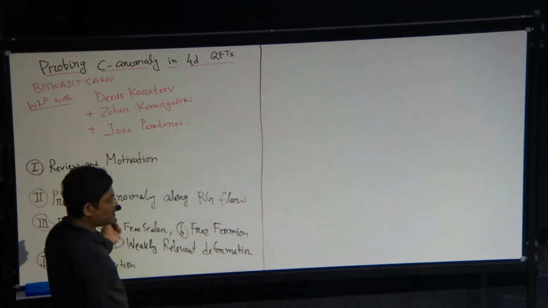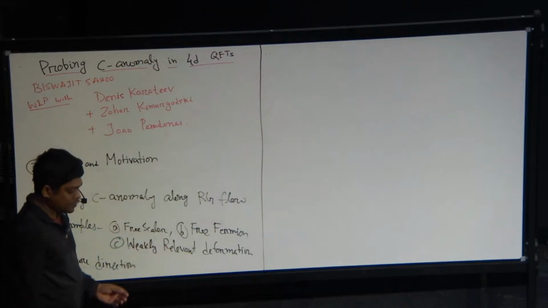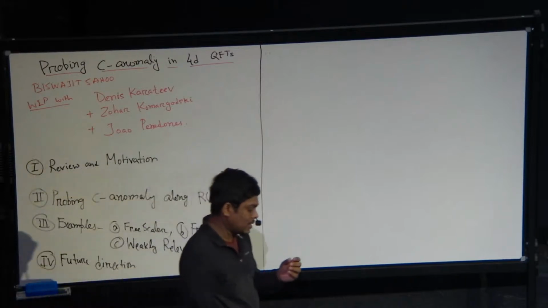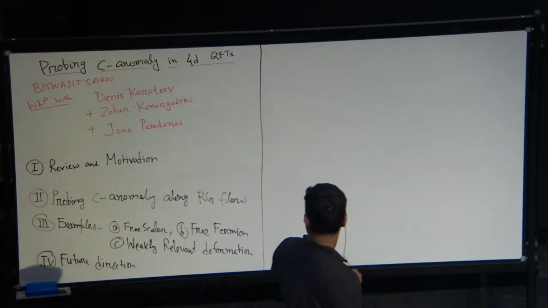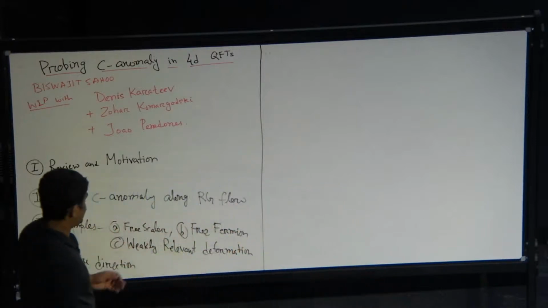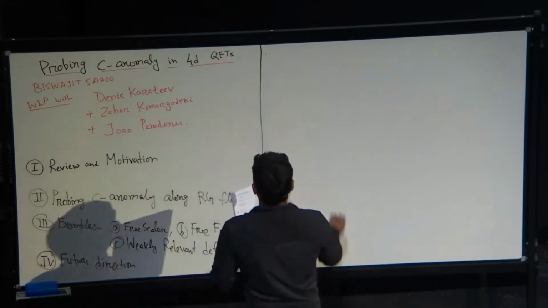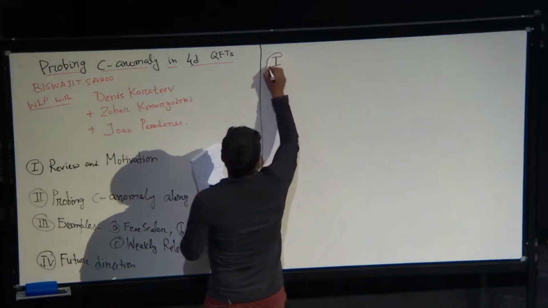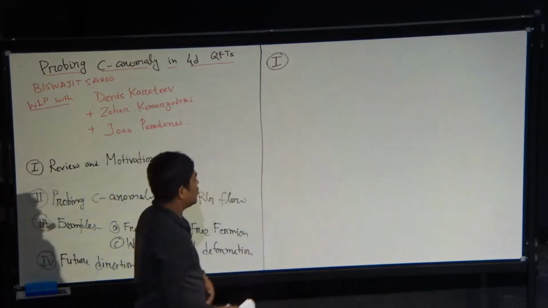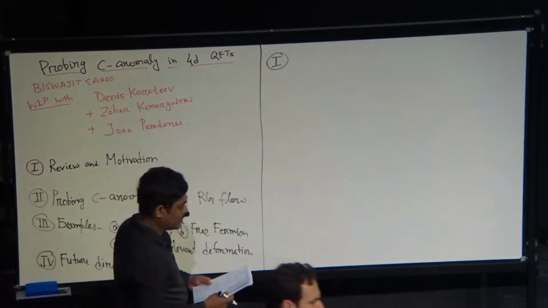In some examples like free scalar, free fermions, and some short flow generated by some weakly relevant deformation. And then I will speak about some future directions. So let me start with reviewing these conformal anomalies, or the trace anomalies, in 4D CFTs.